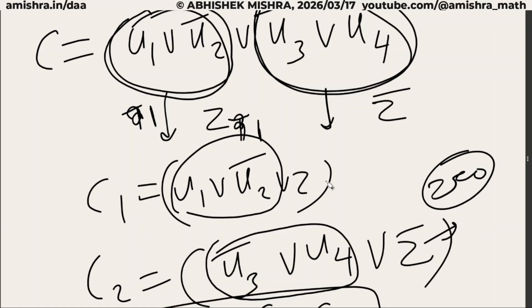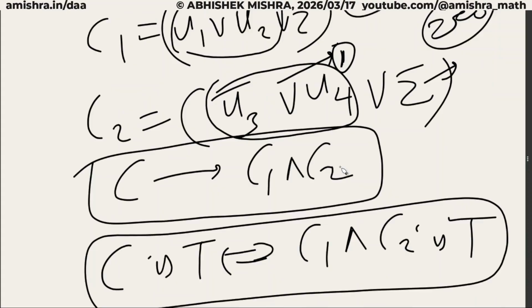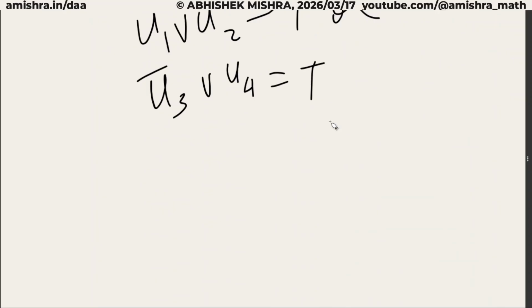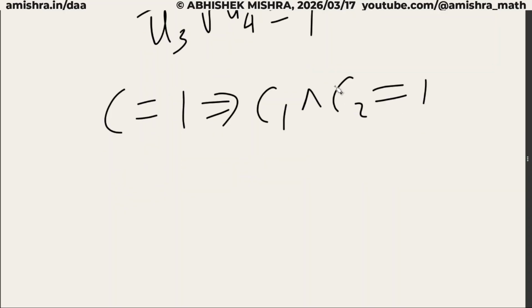Now the opposite case we can consider similarly. Suppose this is 1, then simply choose Z equal to 1. So we get that if C is true, then C1 and C2 is true, so we get one direction. Just writing for simplicity, C is 1 implies C1 and C2 is 1. Now the other direction we should also prove. For the other direction, it is C1 and C2 is 1 implies C is 1.